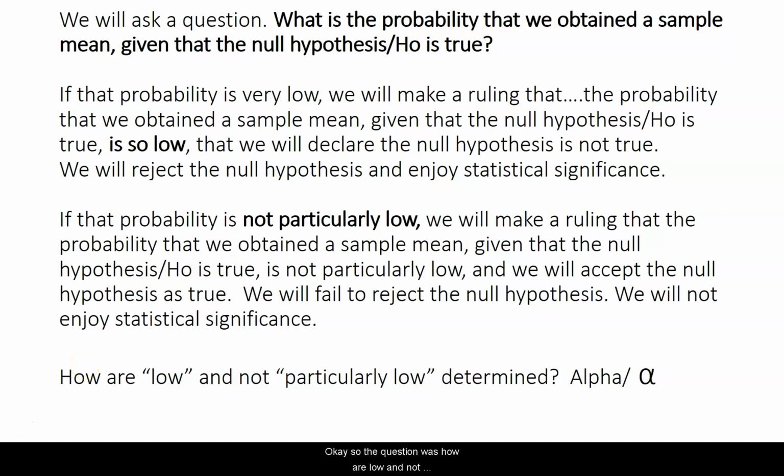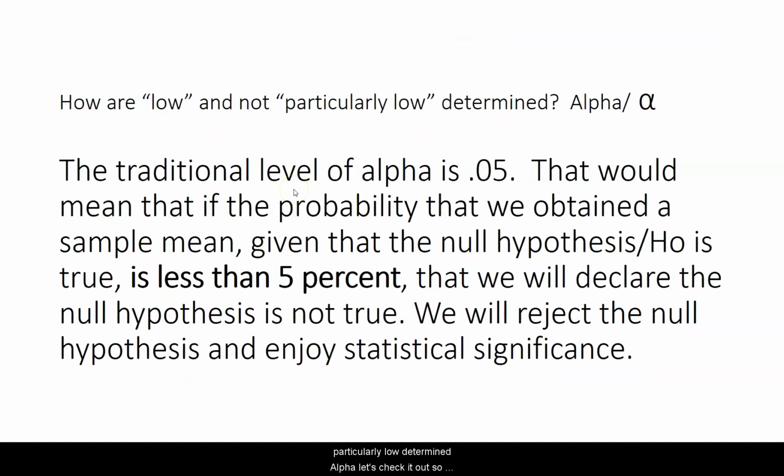Okay, so the question was, how are low and not particularly low determined? Alpha, let's check it out. So here we go. The traditional level of alpha is 0.05. And when I say traditional, it's nearly exclusive. There are virtually no other alpha levels that are ever used. In fact, the only one that's ever used is 0.01.